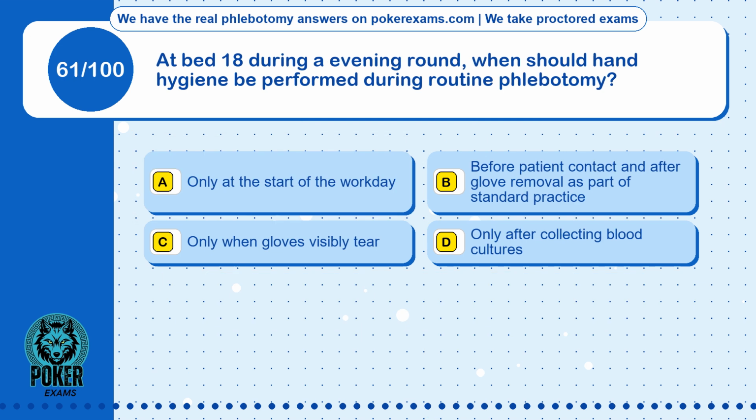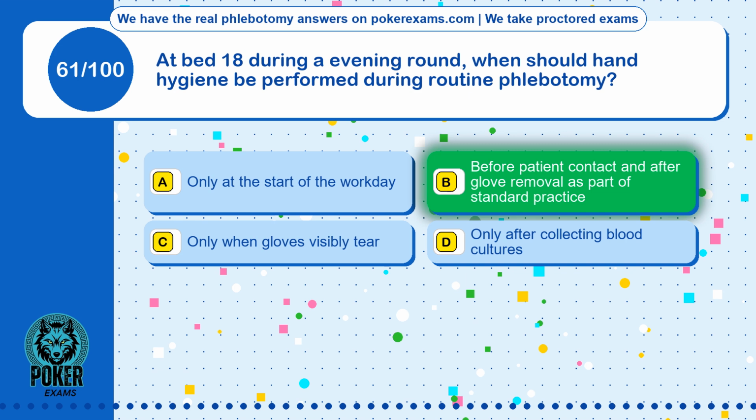Question 61. At bed 18 during an evening round, when should hand hygiene be performed during routine phlebotomy? Option A. Only at the start of the workday. Option B. Before patient contact and after glove removal as part of standard practice. Option C. Only when gloves visibly tear. Option D. Only after collecting blood cultures.